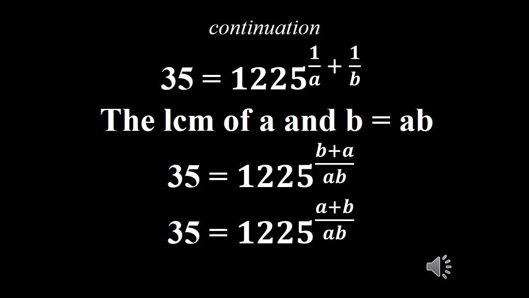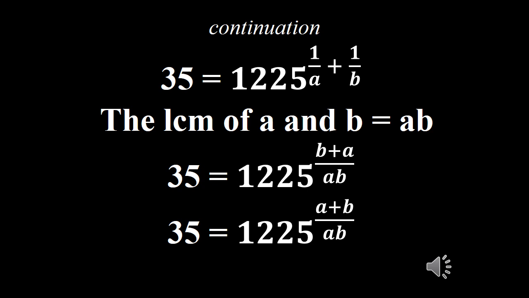So what we have here now is 5 times 7 will give us 35, which equals 1225 raised to power 1 over a plus 1 over b. We got plus there because they have the same base, and according to the rule of indices, when you have multiplication and the base are equal, you can just add the power. So you take one of the bases and then add the power. So that's how we arrive at 35 equals 1225 raised to power 1 over a plus 1 over b.